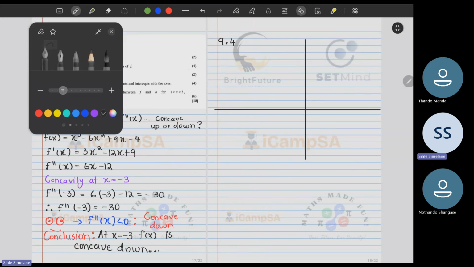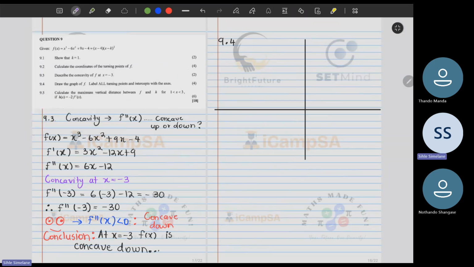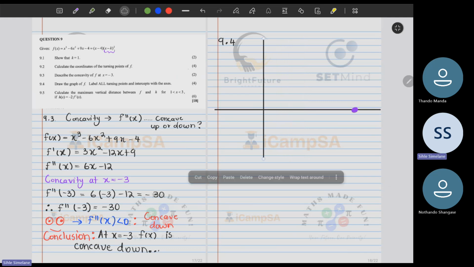Okay, so what I'm going to do is to start by indicating the x-intercepts. So the x-intercepts, if you remember, we'll have 1 and 4. So we'll have an x-intercept at 4, somewhere there. Then we'll have our other x-intercept at 1, somewhere here. So that is x is 1. So we have 1, and then we have 4.